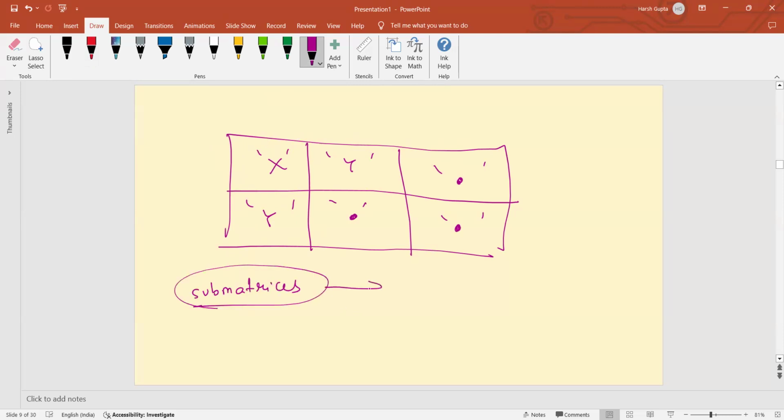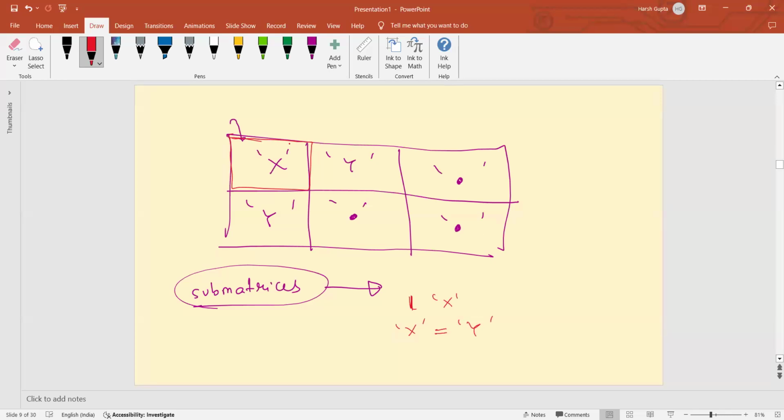What are the conditions? The condition is it should contain grid[0][0]. That is, the first block should be included in that submatrix. So this is a mandatory condition. The second mandatory condition is it should contain at least one x. And the third and last condition is that the frequency of character x in that submatrix should be equal to the frequency of character y.